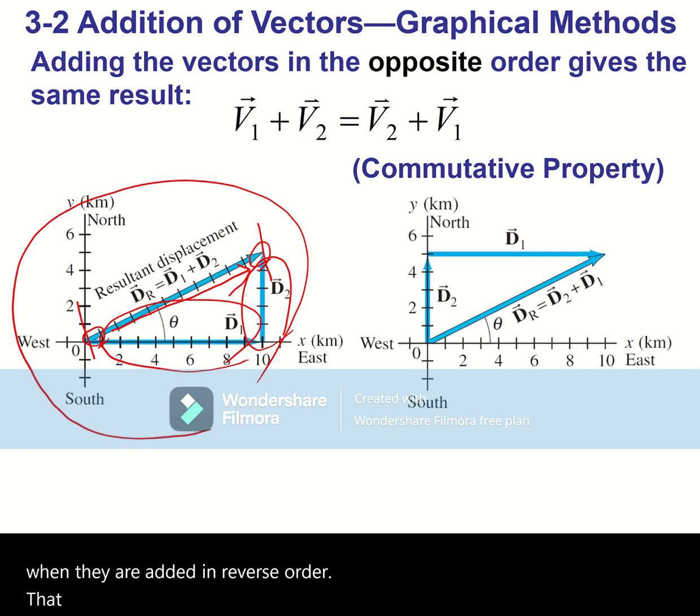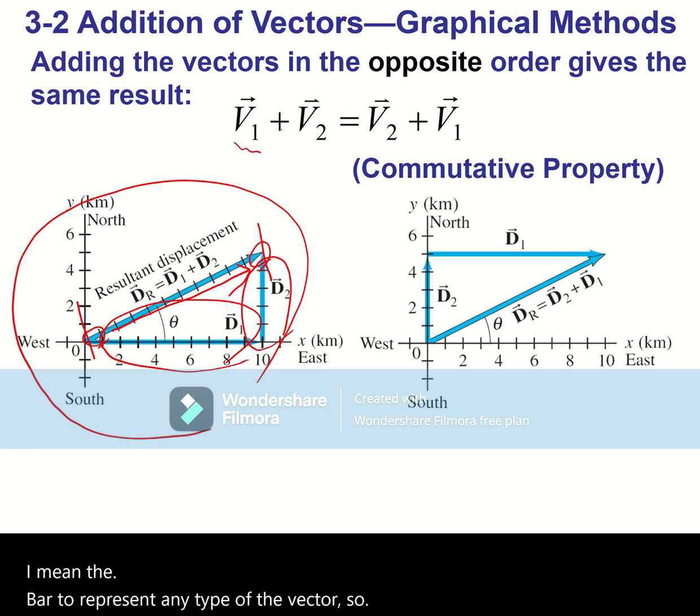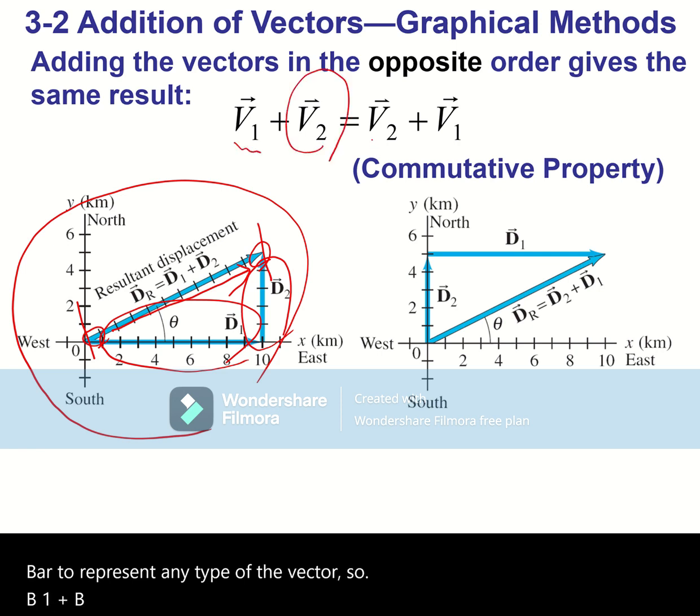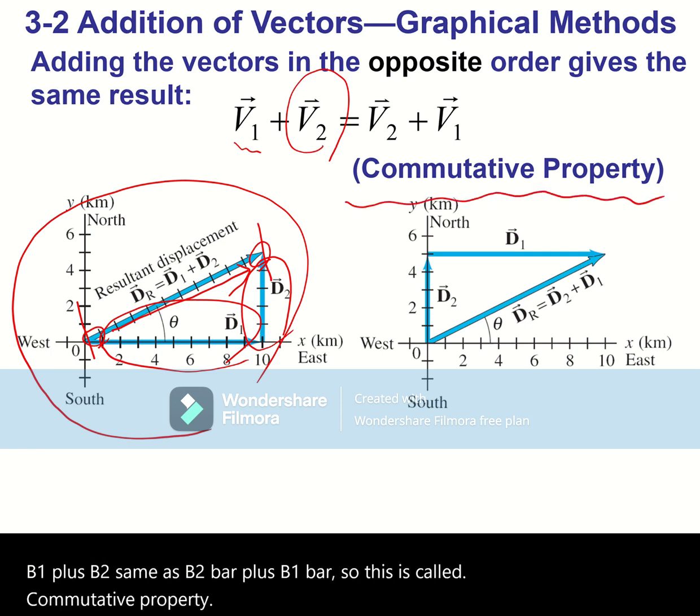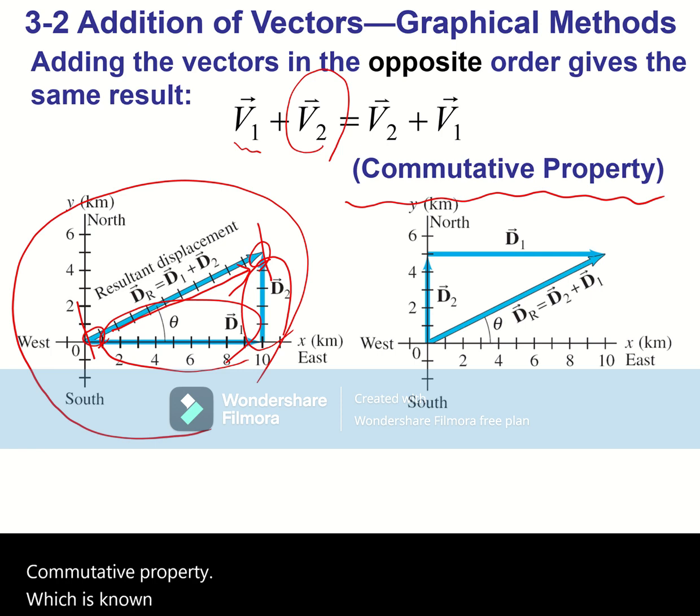That is, now using the V bar to represent any type of vector, V1 bar plus V2 bar is the same as V2 bar plus V1 bar. So this is called the commutative property, which is known as a different way of vector addition.